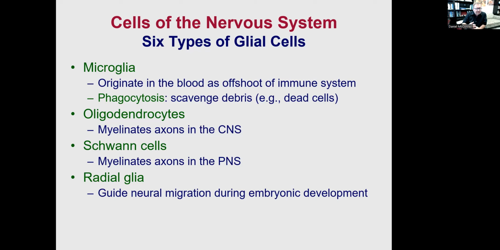The radial glia actually excrete various chemicals. And so if there's a specific neuron that's supposed to be part of the prefrontal cortex, for example, then it's following a specific chemical trail emitted by the radial glia so that it ends up in the prefrontal cortex. Where if another neuron is supposed to be part of the parietal lobe, then it follows a different chemical trail so that it ends up in the parietal lobe, and so on and so forth. These radial glia guide everything into their appropriate location.